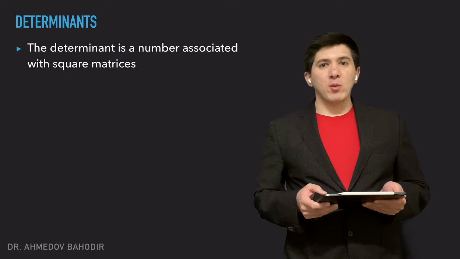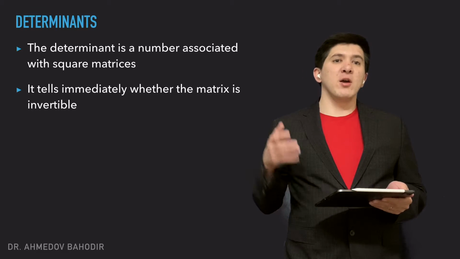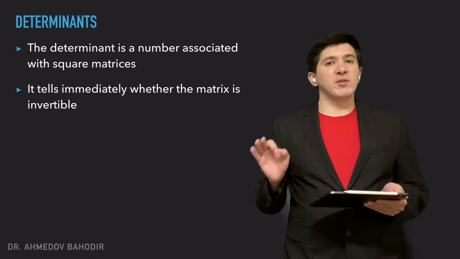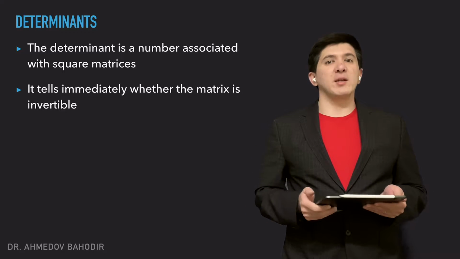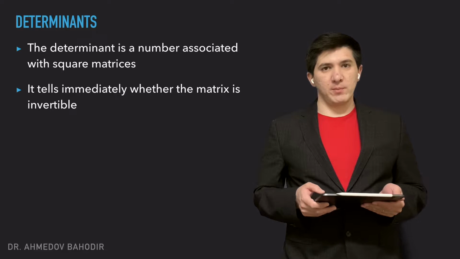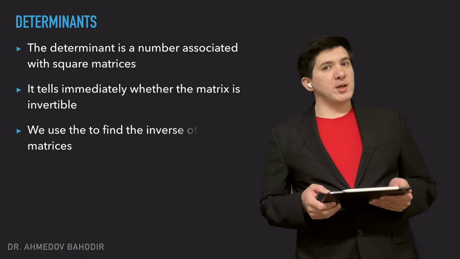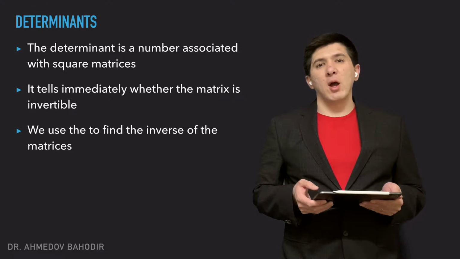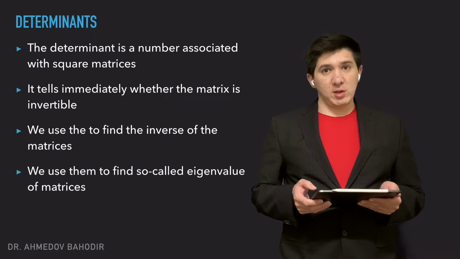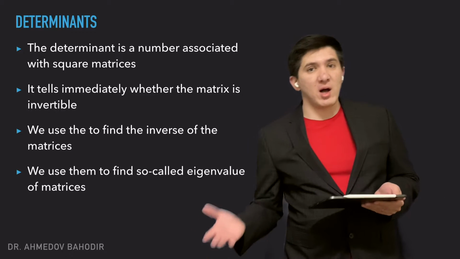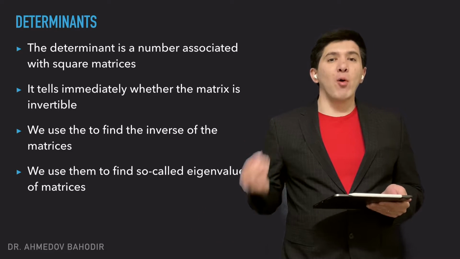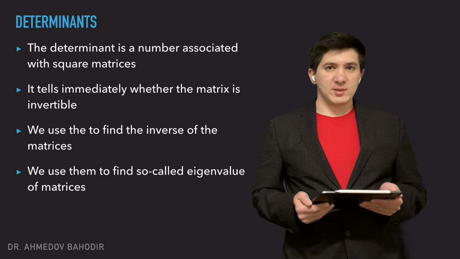For example, we can use the determinant in order to figure out the invertibility of the matrix. If the determinant of the matrix is equal to zero, then the matrix is not invertible. We can use determinants in order to find the inverse if the determinant is not equal to zero, or we can use determinants in order to find so-called eigenvalues of the matrix, which are going to tell us the most important values of matrices.